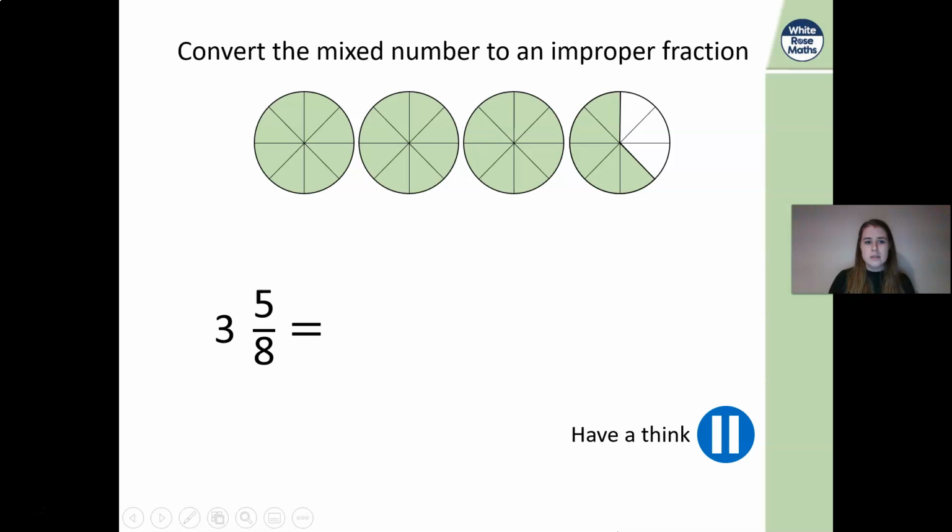Okay? So let's see if you can have a go at doing it this way round. You can have a go at adding all of the numbers, or you can have a go at multiplying the denominator and the whole number and adding the numerator. So pause the video and just have a think. Do you think you know how to do this yet?